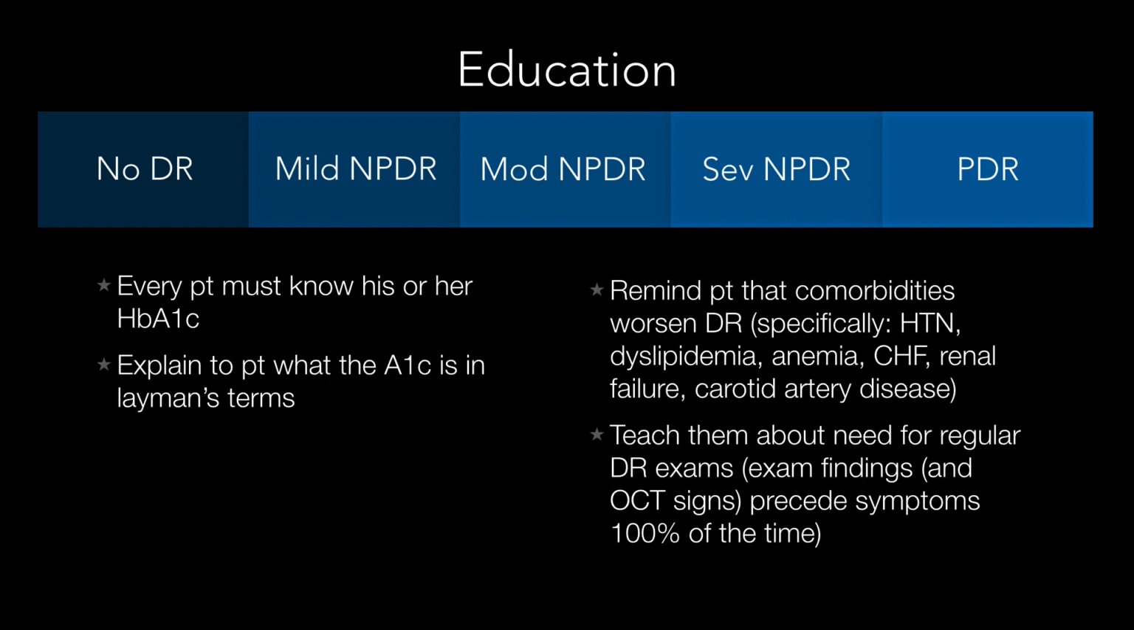And then this is more for my clinic. They got another A1C. I explained to them what A1C means in their own terms, Spanish or English. Remind them of comorbidities. Anemia is one that a lot of people have and are not really getting treated well, and that often goes hand in hand with nephropathy. And then they need regular eye exams because we're going to catch it before they will.